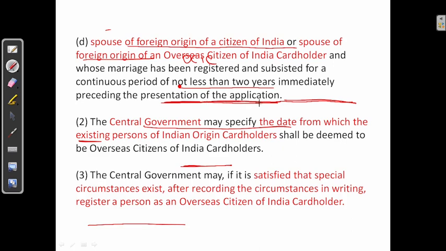Then also he can register to the OCIC. Next, the central government may specify the date from which the existing Persons of Indian Origin card holders shall be deemed to be Overseas Citizens of India card holders. Okay, who are eligible for the OCIC? Who is eligible for the OCIC is determined by the central government.